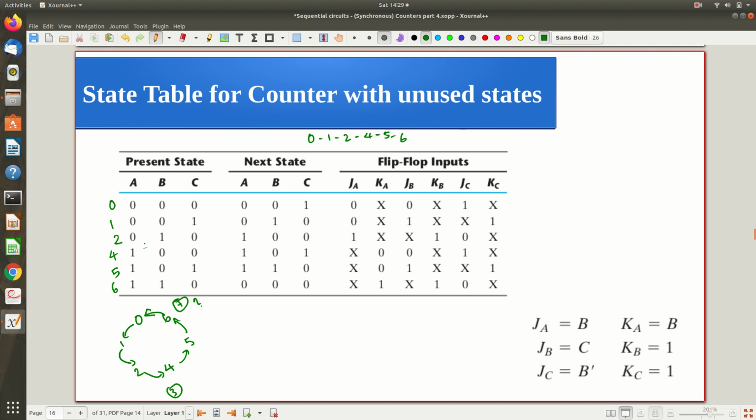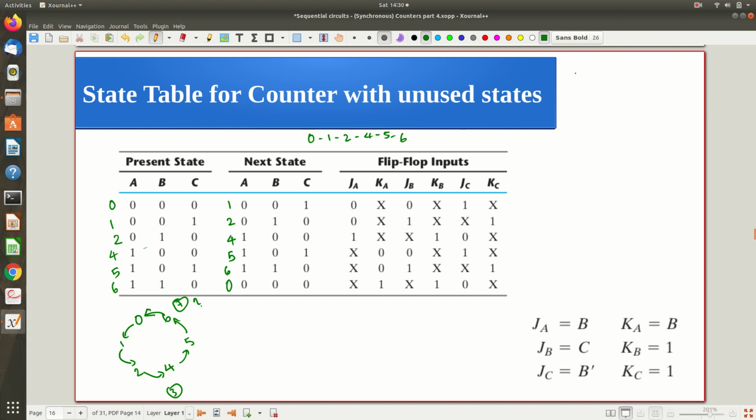Here we listed out a state table. After 0 the next state has to be 1. After 1 the next state has to be 2. After 2 the next state has to be 4, not 3. Then after 4 the next state is 5, after 5 the next state is 6, and after 6 it is not 7, it is 0 again. So like that we have the table.